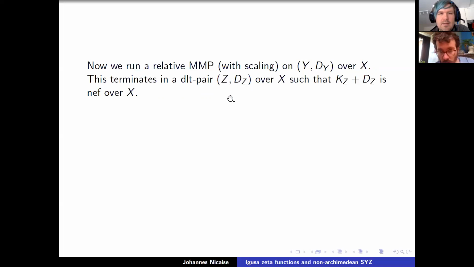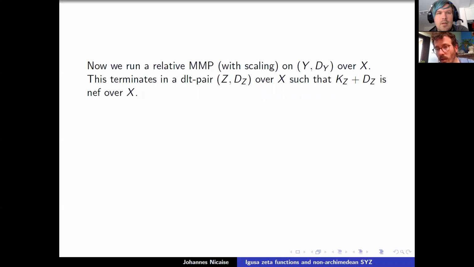What does scaling mean here? Oh, this is just in order to have termination of the MMP. So this is a trick that was introduced, for instance, in the BCHM paper, where they prove that MMP terminates under suitable conditions. So you need to fix an ample divisor on Y, and you somehow use this divisor to steer the MMP algorithm. Yeah, it's just a technical point that guarantees that the MMP will run in finite time.